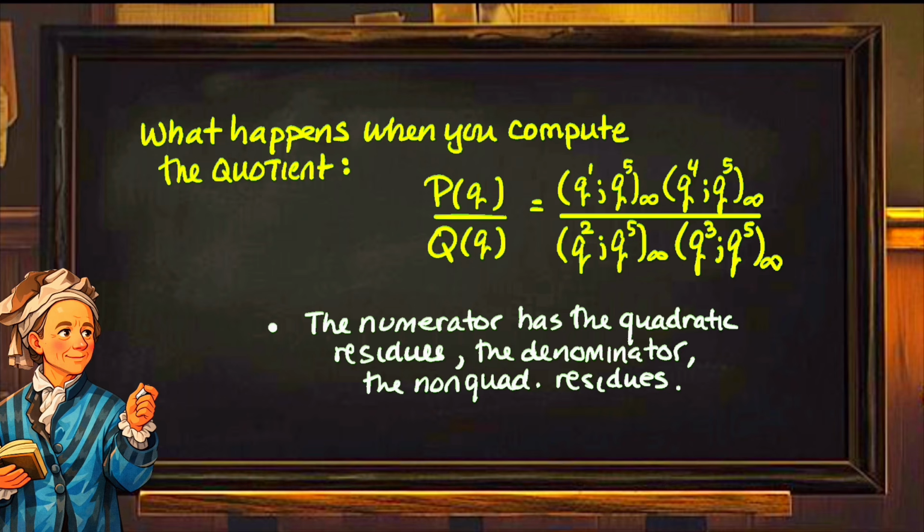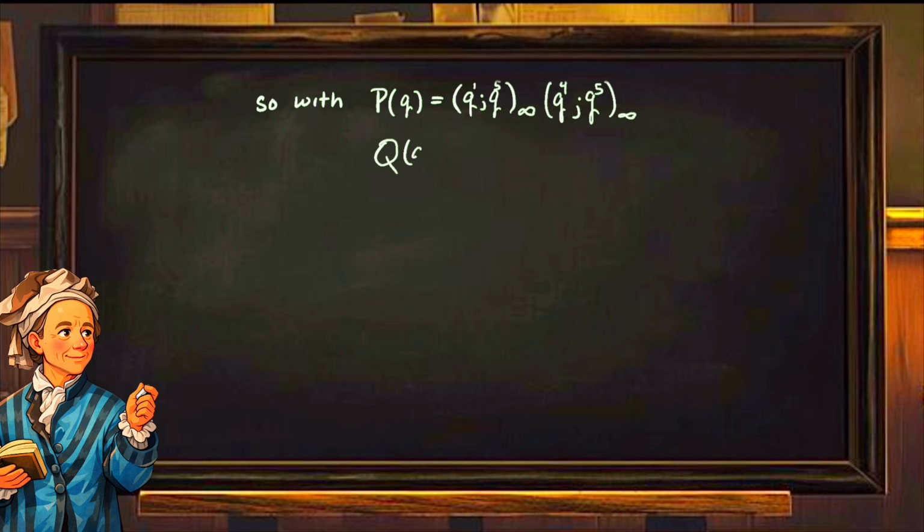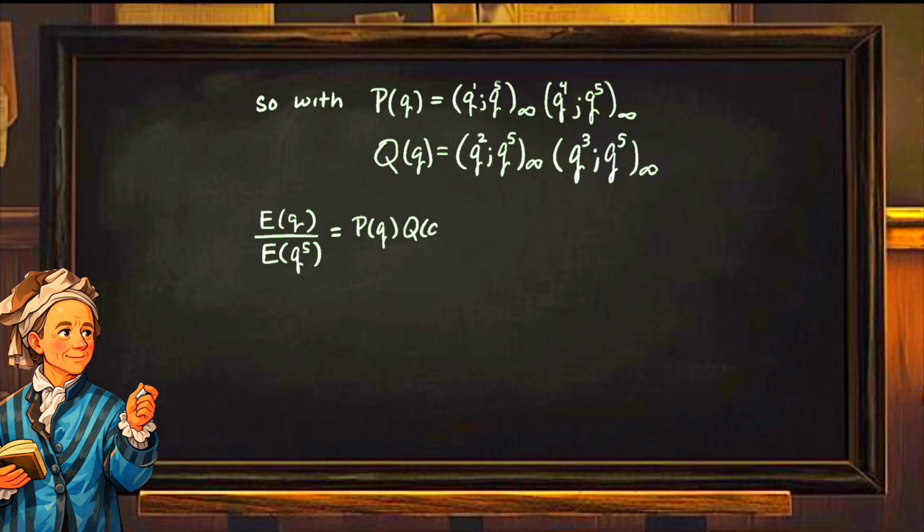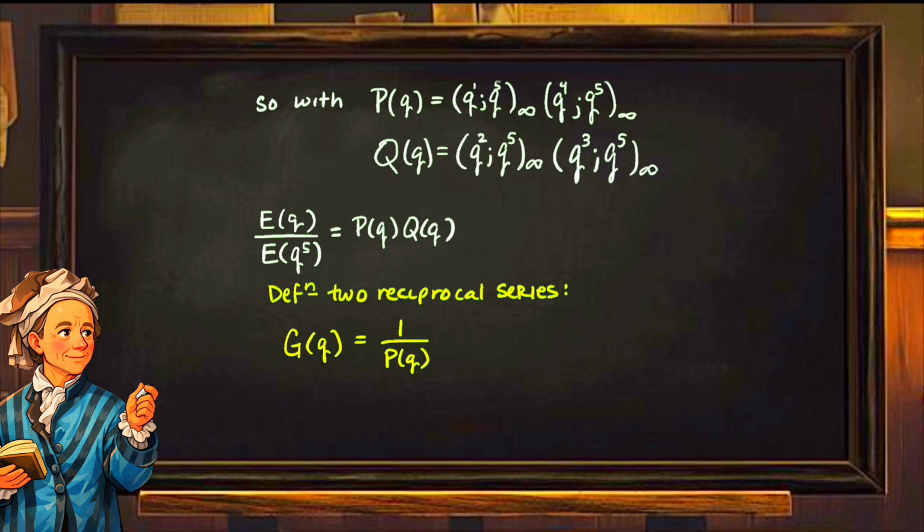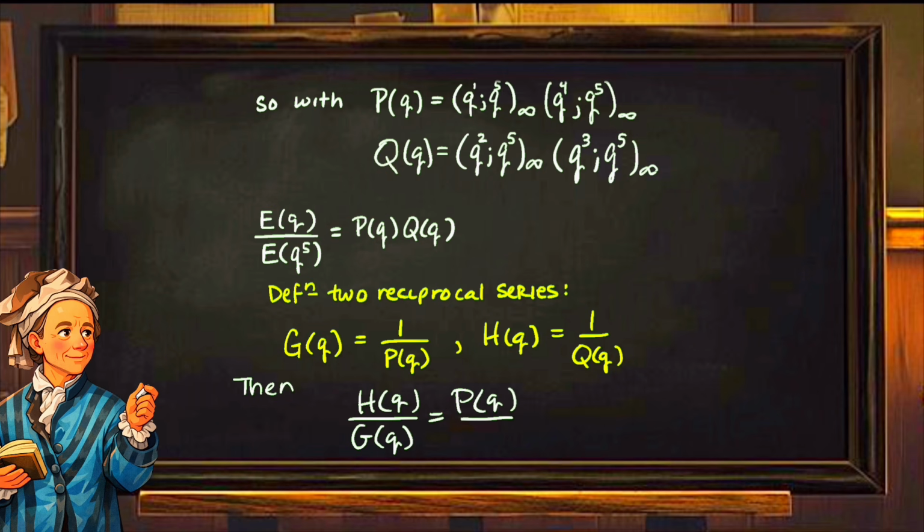So we're looking a little deeper into this ratio as to why the slicing is made as it is. So now we have these 2 infinite products, and we're looking at their product as the ratio E(Q) over E(Q to the 5th). And what we'll do now is take these 2 products and define 2 reciprocal series, G of Q and H of Q, so that H over G is equivalent to P over Q. More on that in a few minutes.